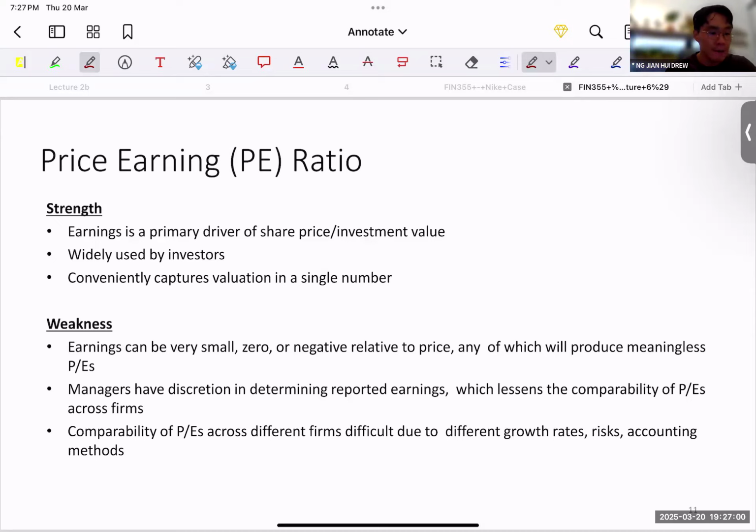Earnings is of course the primary driver of share price divided by investment value. PE is of course widely used by investors as well. It is used quite commonly and it can conveniently capture the valuation in a single number, because price divided by earnings, you can capture it in a single number.